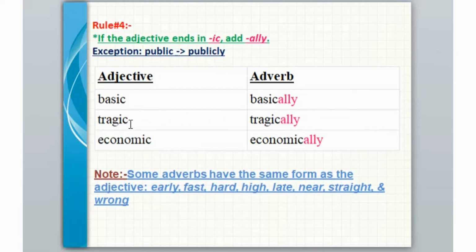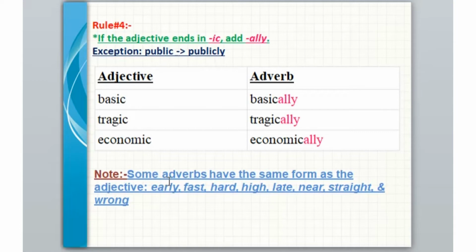But there is an exception for one adjective ending with IC where we do not add ALLY. That is public. We do not say publically, it will be wrong. What do we say? We simply add ly. We do not add ALLY. We just add ly, so it becomes publicly, not publically. Otherwise, it will be a wrong formation. Clear, students?